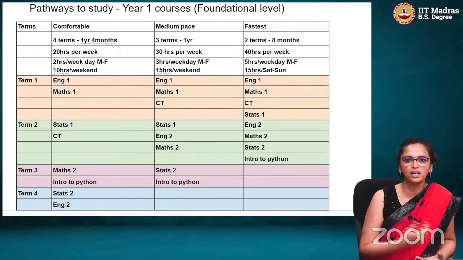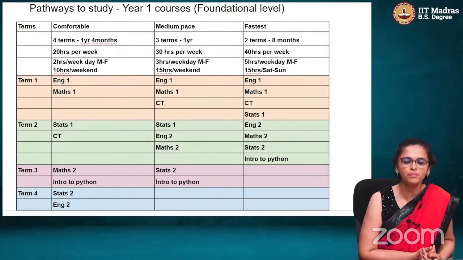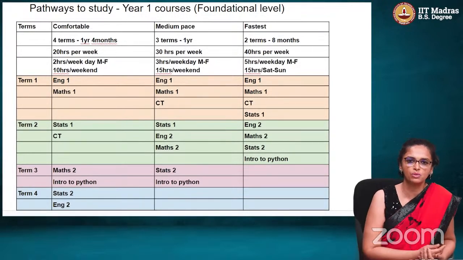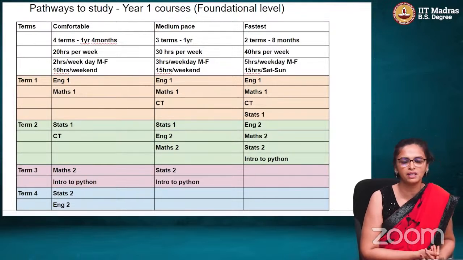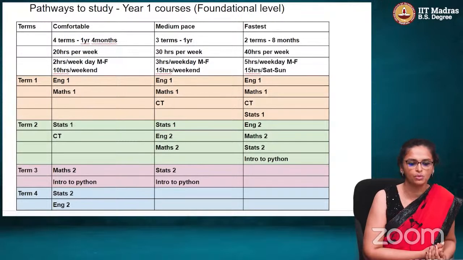So, of course, you can work around the courses. This is just a suggestion. You can work around what courses exactly you want to do in each term. Look at the prerequisites though. English 1 is a prerequisite to English 2, Maths 1 is a prerequisite to Maths 2, Stats 1 is a prerequisite to Stats 2 and CT is a prerequisite to Python. So, when you plan your courses per term, think of which one you will do first so that you can do the course in the next immediate term which has that as the prerequisite.